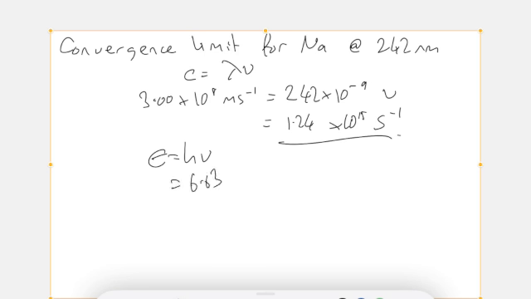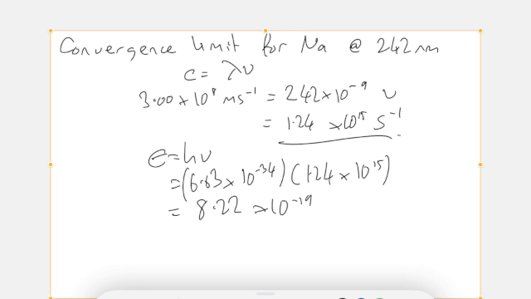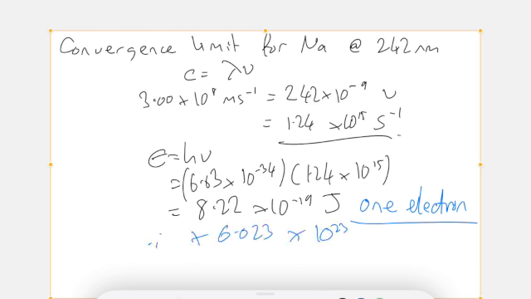E = hν, using the second equation, so we've got Planck's constant times our frequency from the previous step, which is 1.24 × 10^15. And it's another uncomfortable number, which is 8.22 × 10^-19 joules. Remember the last one we had to divide by Avogadro's number? Well, now we have to multiply because we're going in a different direction. So that uncomfortable joules number we multiply by 6.023 × 10^23 because we want it per mole of electrons, not just for one electron. That actually gives us a healthy number of 495 kilojoules per mole.